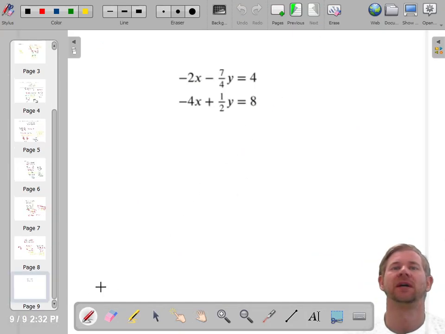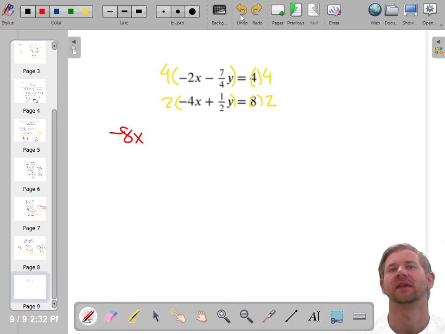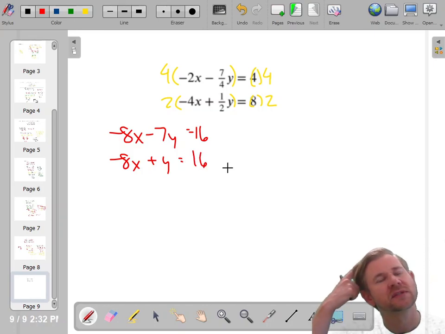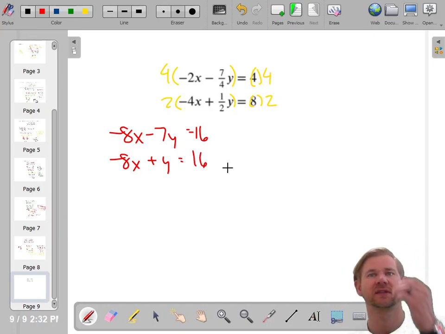All right, last one, common multiple. There's just a denominator here, 4. Let's multiply by 4. And then this guy's got a denominator of 2, so let's multiply this guy by 2. 4 times -2 is -8. Those cancel, and you get -7y. 4 times 4 is 16. -8x plus 1y equals +16. They both equal 16, but they're going to have different slopes. I think it's okay.